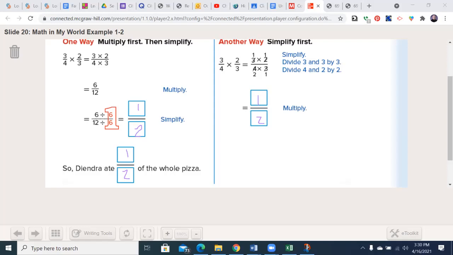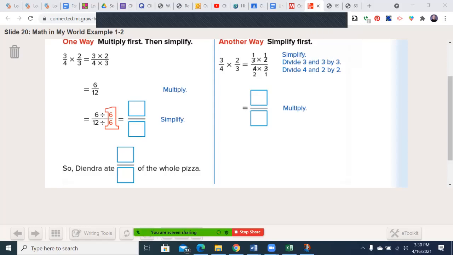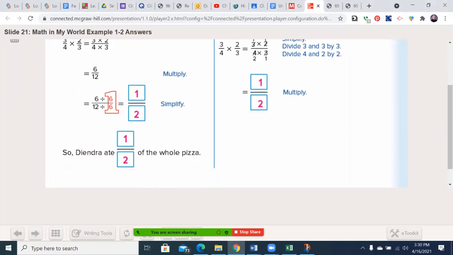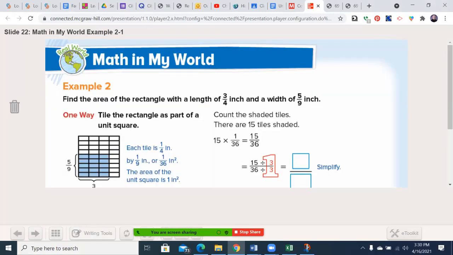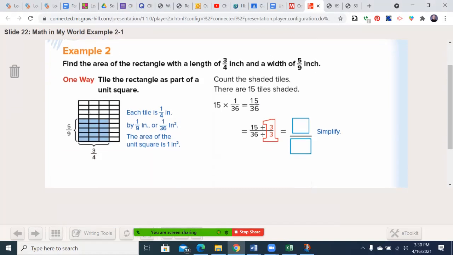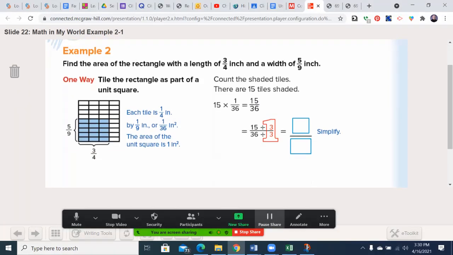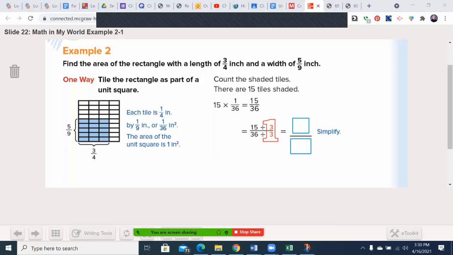All right, I'm going to go ahead and clear the screen. See the answer there. Apologies for the cough. All right. Find the area of the rectangle with a length of 3/4 of an inch and a width of 5/9. Now they make that sound like it's going to be a complicated problem, but it's not. It's multiplying 3/4 and 5/9.